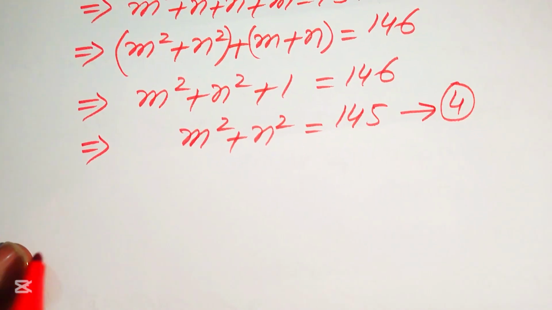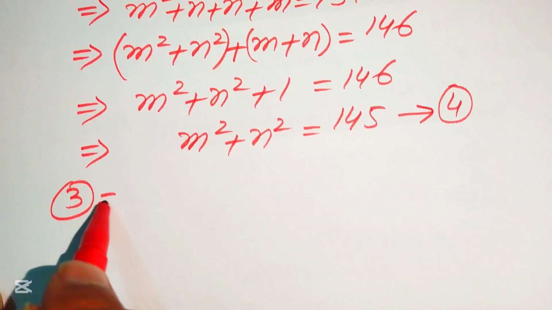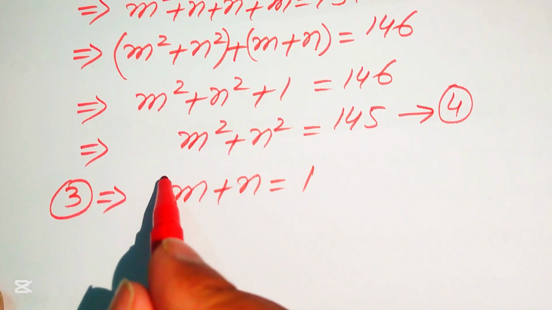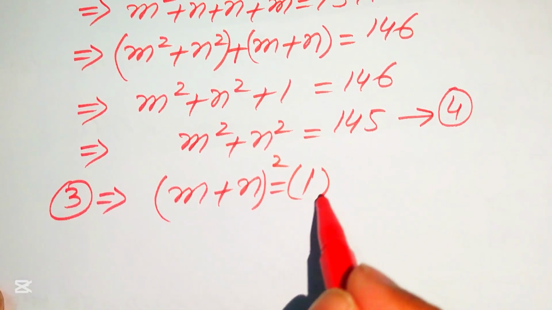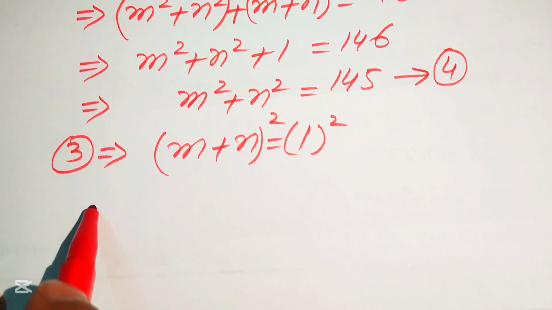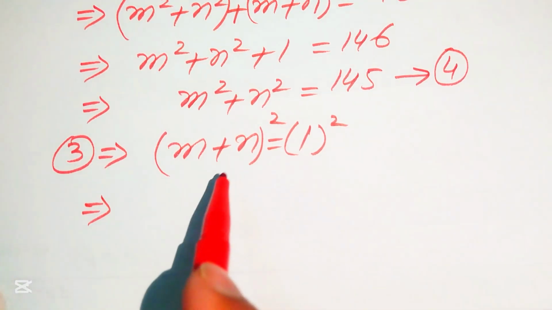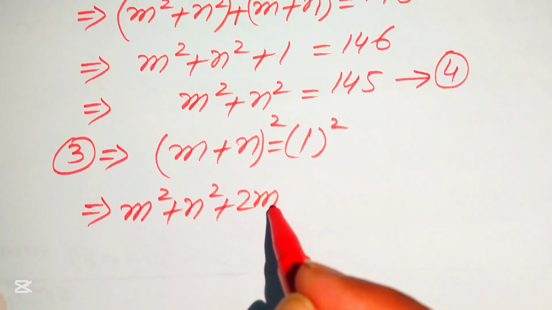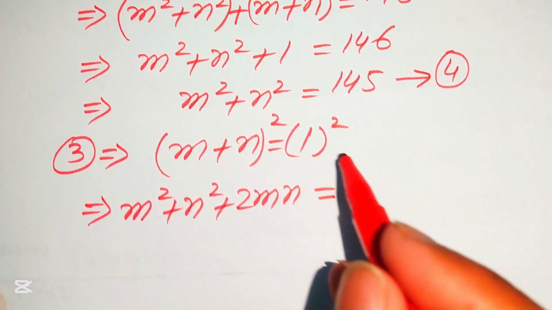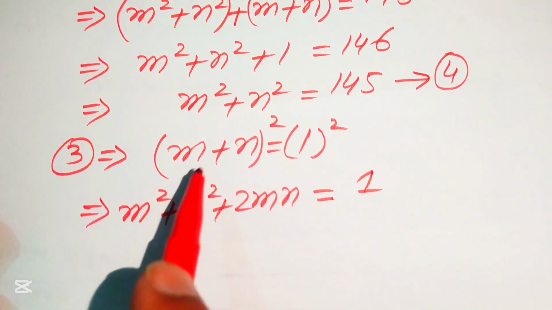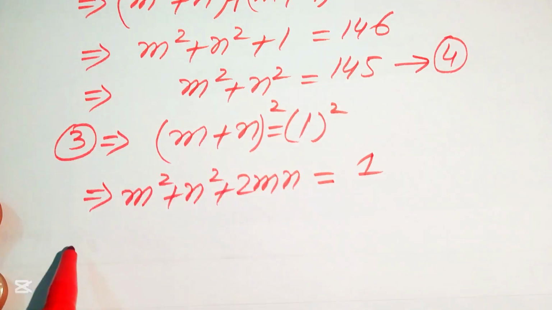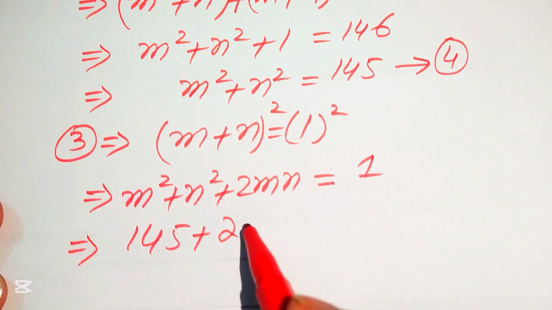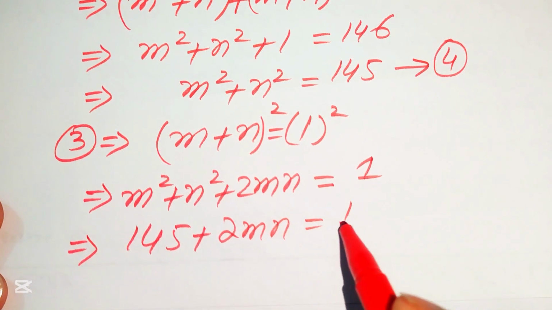So here we need equation number 3, which implies that m plus n equals to 1. Here we will take the squaring on both sides. When you take squaring, we can expand this nice formula. It will be written as m square plus n square plus 2 times m n equals to 1 square equals to 1. Then we have the value of m square plus n square as 145. We will substitute it here. It becomes 145 plus 2 times m n equals to 1.